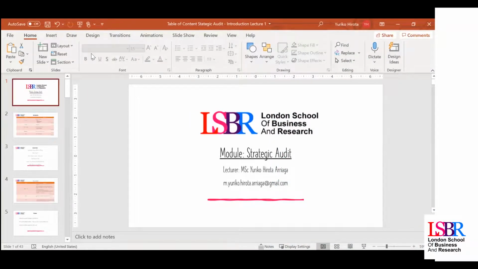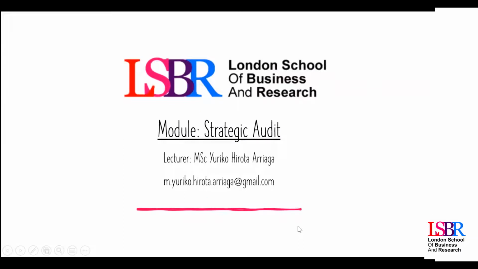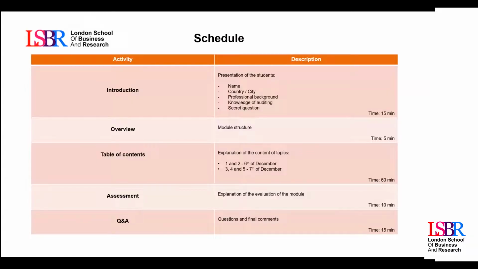The second part of the course. So can you see my screen? Yes? Okay. Perfect. So this is the model called a Strategic Audit. And this is my name, Yuriko. You can call me Yuri, Yuriko, whatever you want. And this is basically the structure, the schedule of the course.